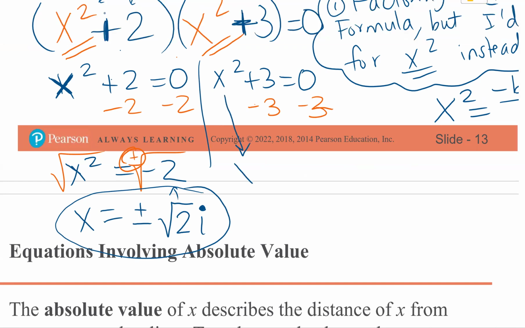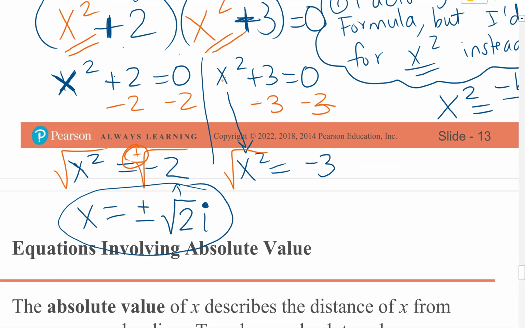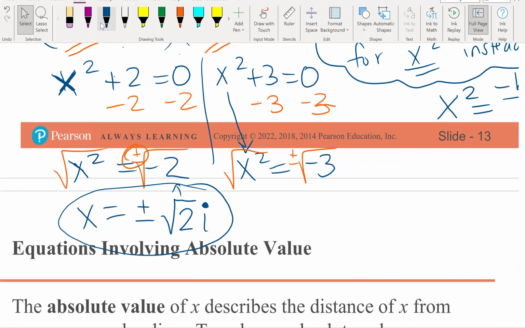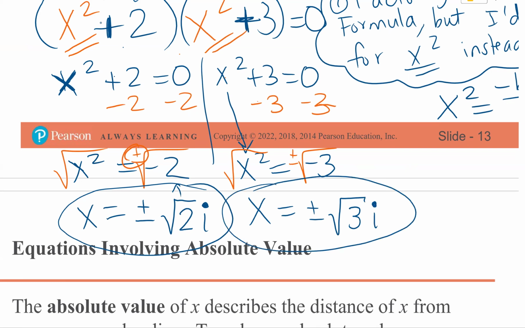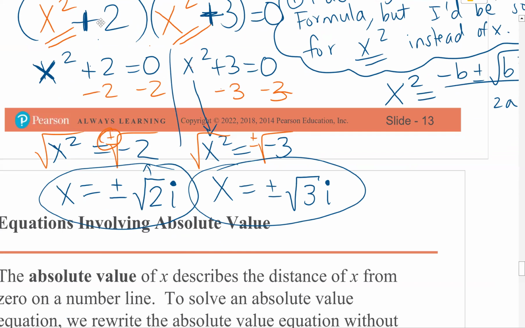So I got x squared is equal to -3. And now I'm going to square root both sides and put a plus or minus. Now the left side is just an x. And the right side, I've got plus or minus the square root of -3. Similarly to the 2, I can write it as the square root of 3 and the i. He's holding on to the negative for me. So those would be the solutions.